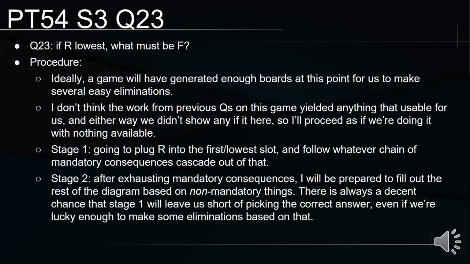But again, for the purposes of just demonstrating that you can draw a line between mandatory and optional outcomes in a game, I'm just going to proceed as if we're going to assume that stage 1 is not going to be enough, because there's a good chance in practice that it won't. So starting with our stage 1 work here, we are going to plug in the information from the question stem and then work from there. And so plugging in the information from the question stem looks just like this.